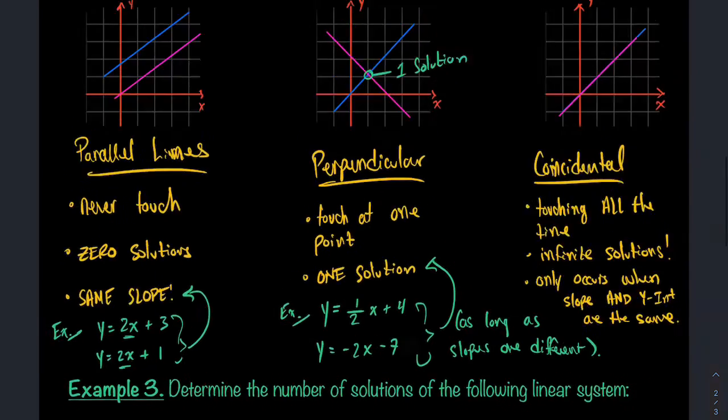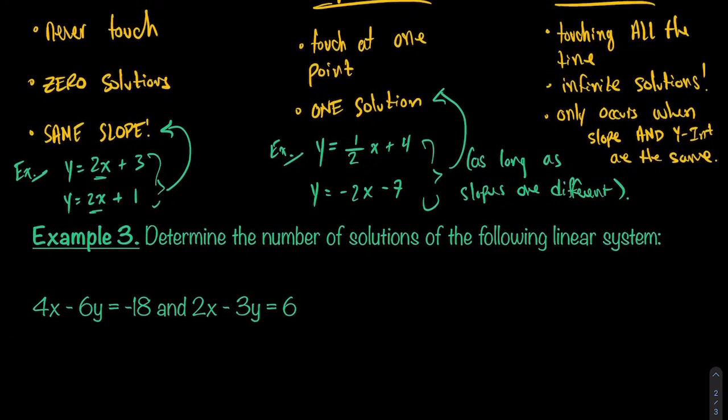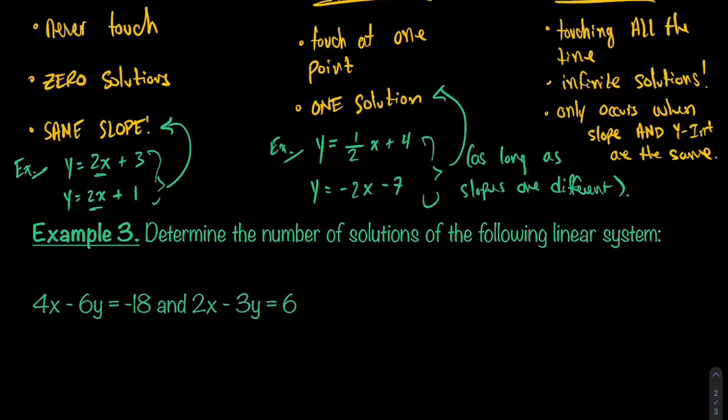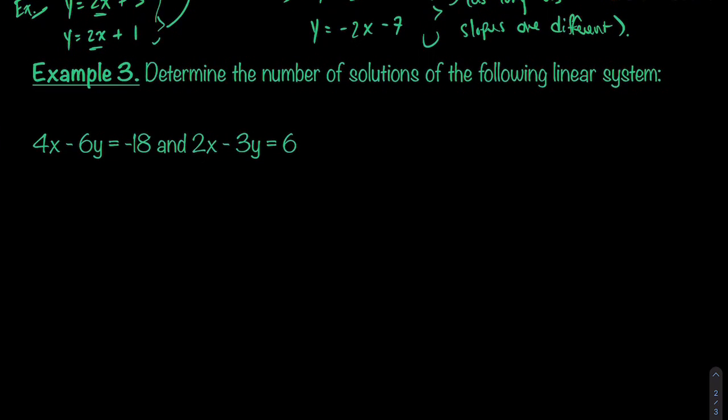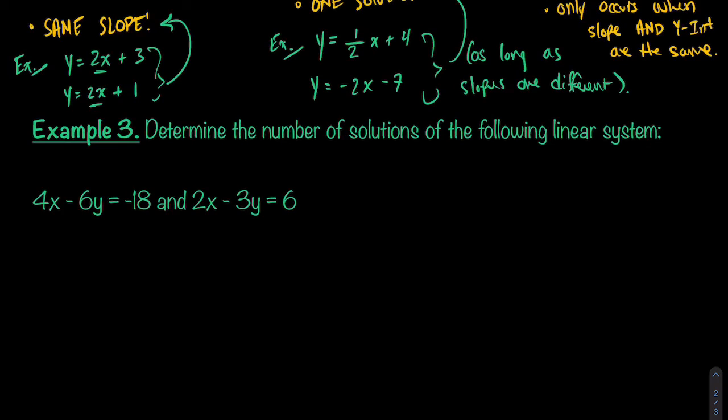So let's look at this one. Let's look at example 3 here. We need to determine the number of solutions for the following linear system. We have two equations here: 4x minus 6y equals negative 18 and 2x minus 3y equals 6. What's nice about these is we don't have to graph them. We just need to put them in slope-intercept form and compare the slopes and the y-intercepts.